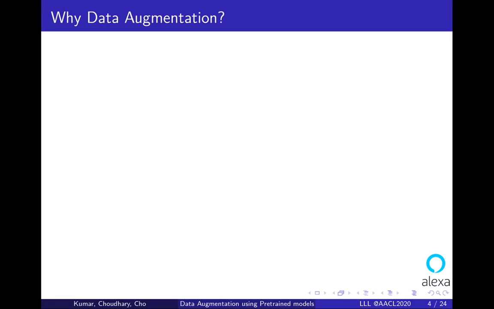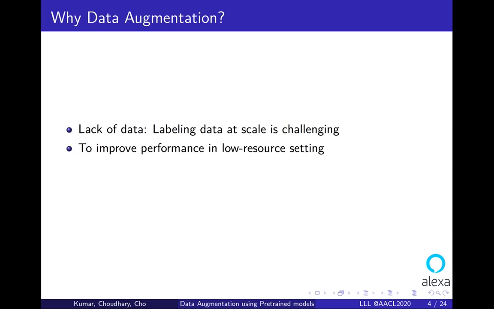Why do we need data augmentation? For many tasks, we don't have a lot of training data, so data augmentation is one way to generate additional training data and improve the model performance. Even for a task where we have a decent amount of training data, data augmentation can improve the model robustness. So that's why data augmentation is an important field in itself.